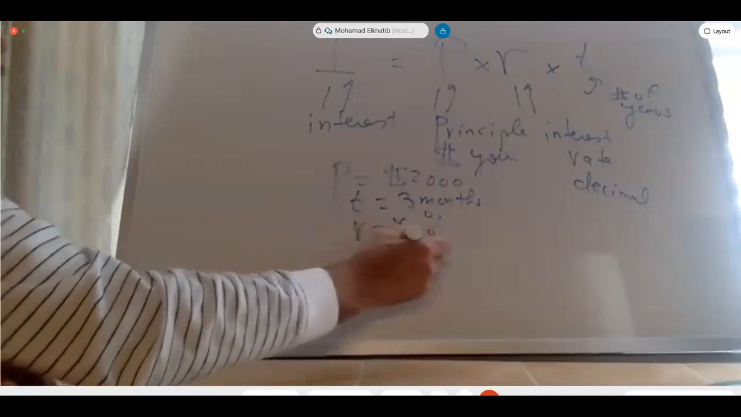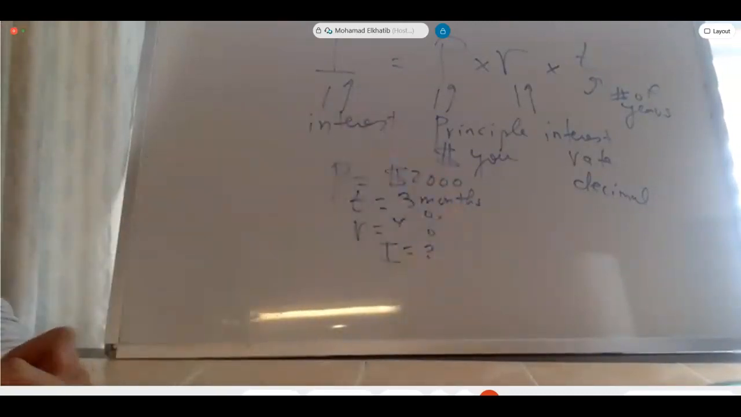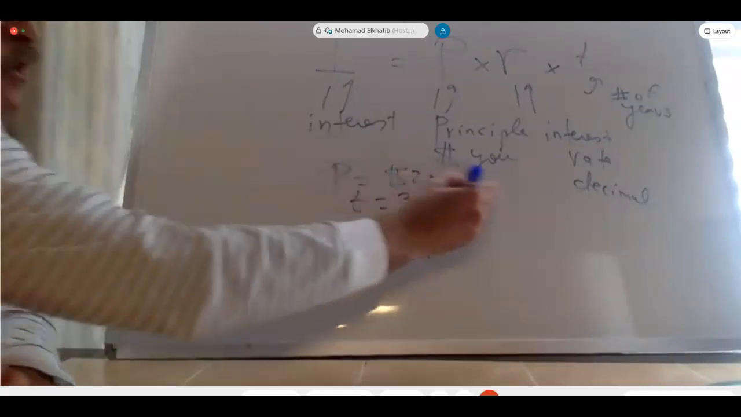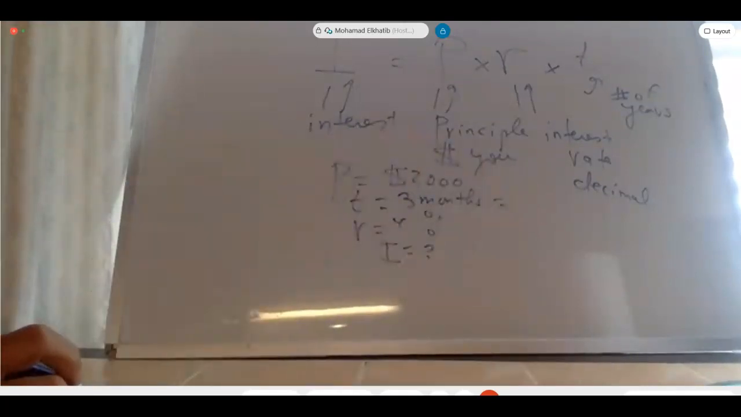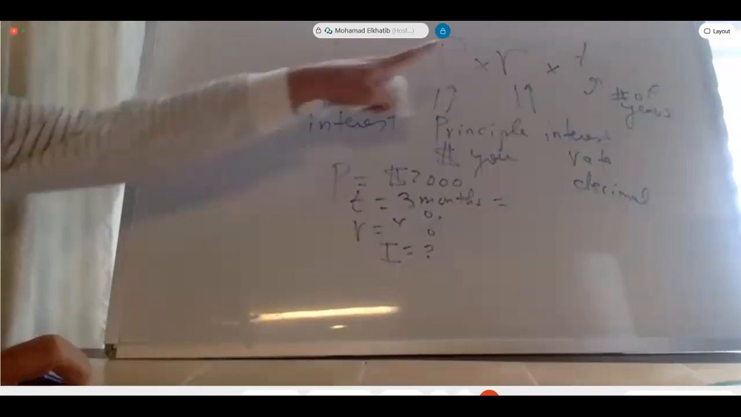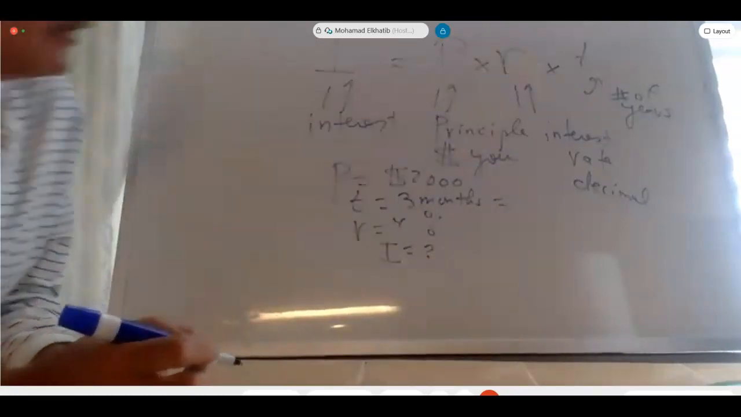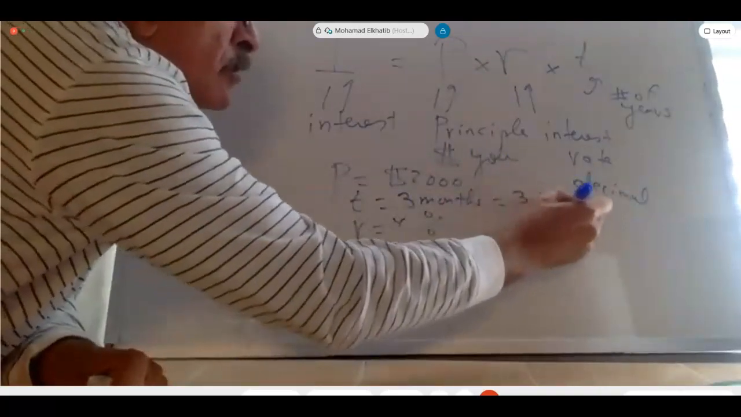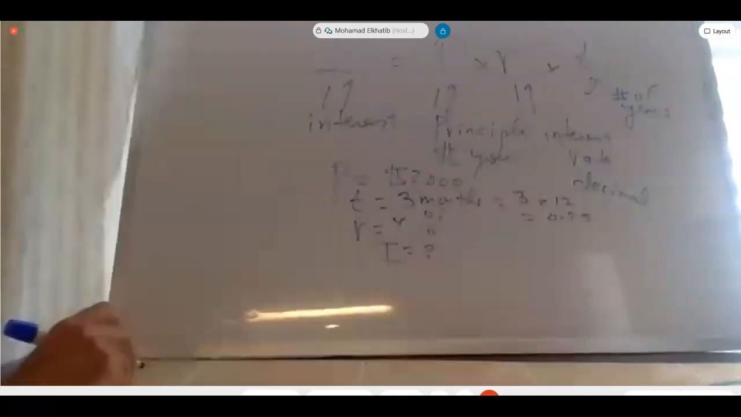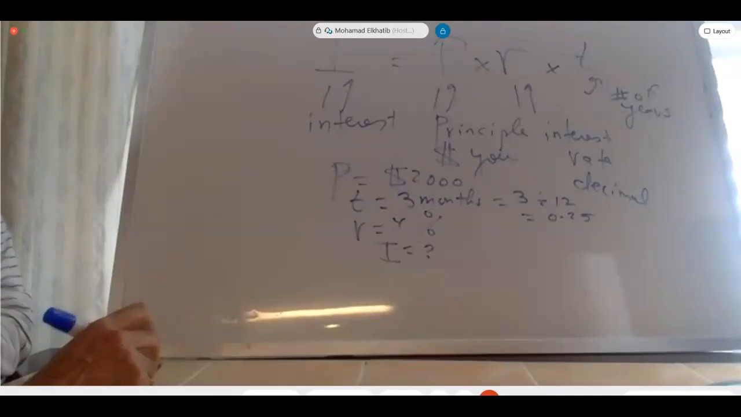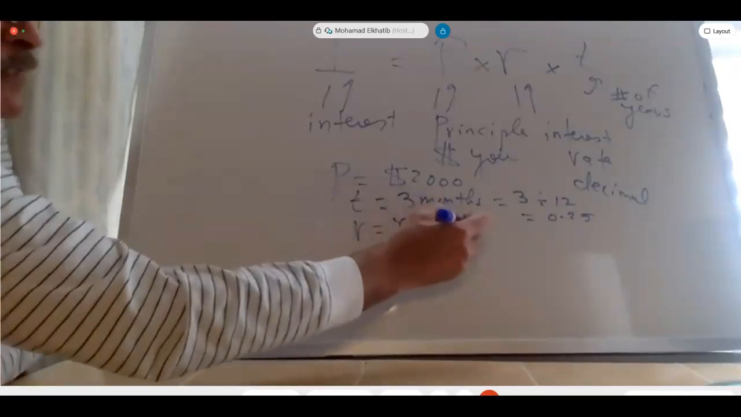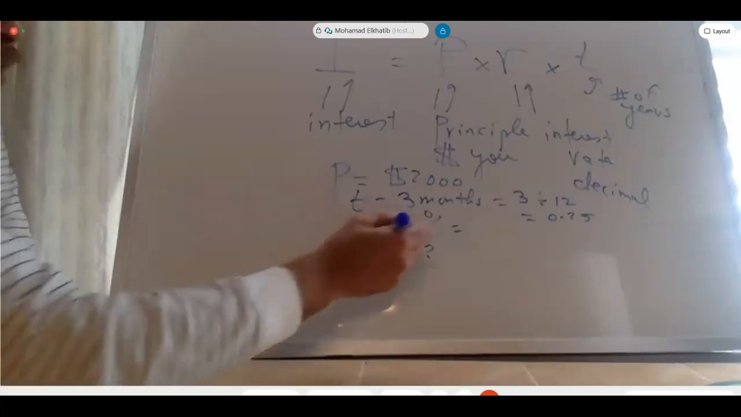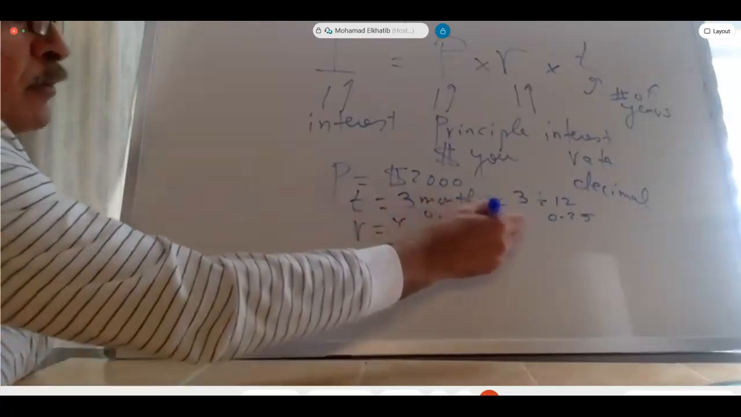So how much interest would you pay off the $2,000? So number one thing you must do is what? You must change the time from months to years, because remember the formula says T has to be in years. So how do you change months to years? By dividing 3 by 12, because there are 12 months in a year. So I get 0.25. Interest rate cannot be in percent, it has to be in decimal. So if you go to the calculator, divide 4 by 100, you get 0.04.